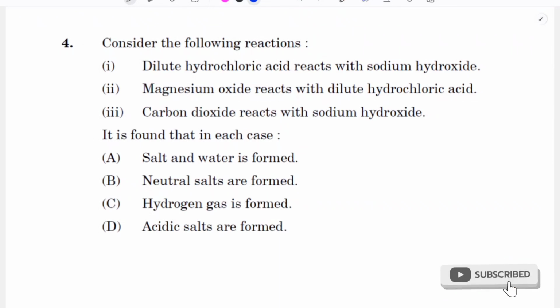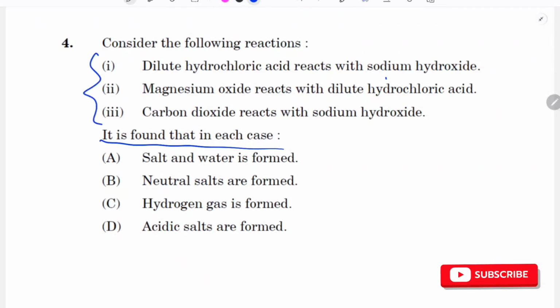Consider the following reactions. Dilute hydrochloric acid reacts with sodium hydroxide. Magnesium oxide reacts with dilute HCl. Carbon dioxide reacts with sodium hydroxide. It is found that in each case, salt and water is formed, neutral salts are formed. So you have to read these 3 cases. There are 3 situations you have to read, and then identify what is the correct one, A, B, C or D. Right. So the correct answer here, we have to understand.